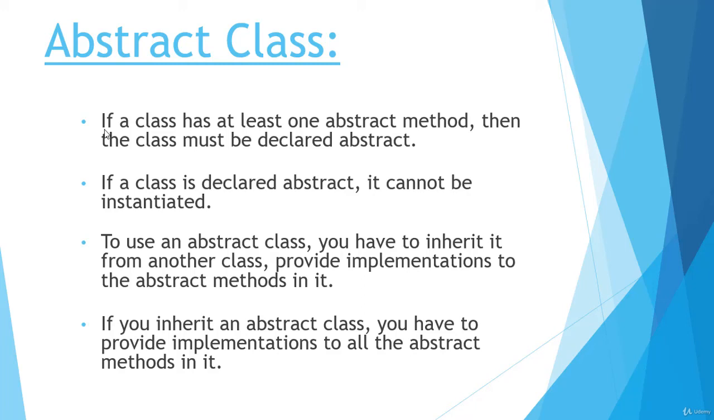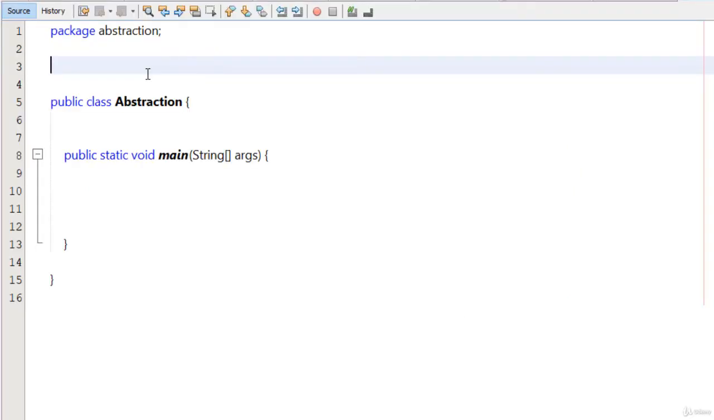If you inherit an abstract class, you have to provide implementation to all abstract methods in it. Now, if you have extended the abstract class, then you must define all its methods in your child class. So let's discuss all these points in our NetBeans. So here in NetBeans, first of all, I am going to create the abstract class. I type here abstract class Person.